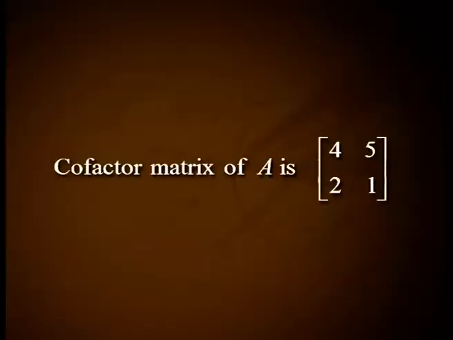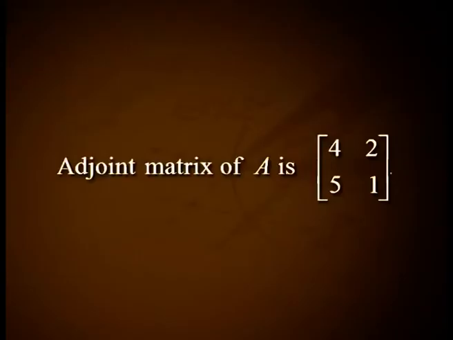Hence, in view of theorem 8, the eigenvalues of A inverse, the inverse of A, are minus 1 and 1 by 6, that is the matrix whose eigenvalues are 1 by 6 and minus 1 is A inverse. Now, to determine A inverse, we proceed as follows. Cofactor matrix of A is 4 5 2 1, and hence adjoint matrix of A is matrix 4 2 5 1. Determinant of A is minus 6, hence the inverse of A is A inverse equal to minus 1 by 6 into matrix 4 2 5 1.